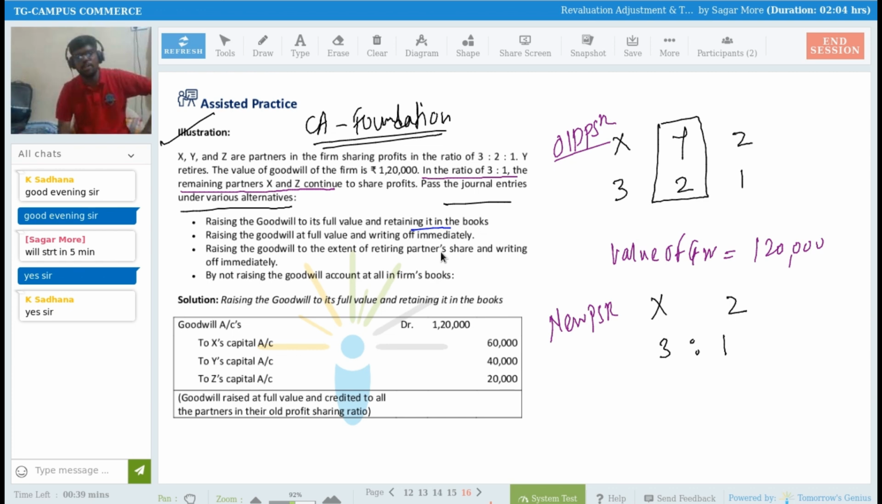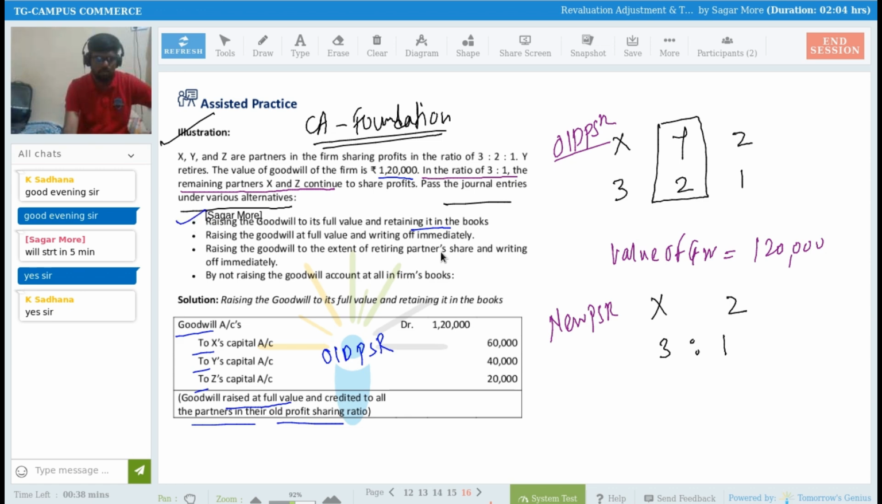Whenever they ask you to raise goodwill to its full value, you have to simply distribute the goodwill of rupees 1,20,000, which is available in the question, among all the partners as per their old profit sharing ratio. That's it. That is known as raising of goodwill, right? In the goodwill account, credit X capital, Y capital, Z capital as per their old profit sharing ratio. There is no use of sacrifice and gain at all. So goodwill raised at full value is credited to all partners in their old profit sharing ratio.